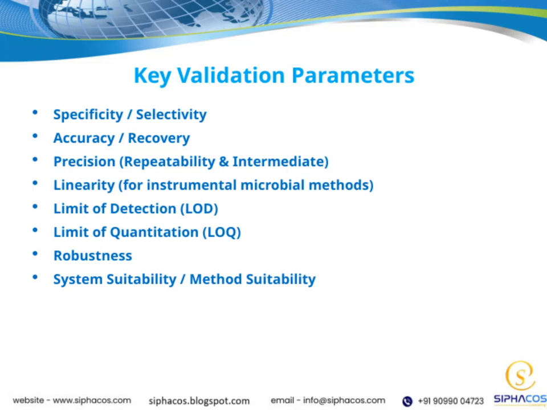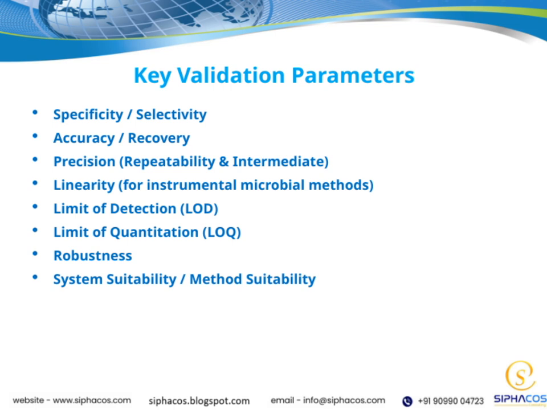Now, let's delve into some of the key validation parameters that ensure our methods are reliable and fit for purpose. First, we have specificity and selectivity. These are crucial because they tell us whether our method can accurately distinguish the analyte from other components in the sample. Next, accuracy and recovery come into play. Accuracy reflects how close our measurements are to the true value, while recovery indicates how well we can extract and measure the analyte from the sample matrix.